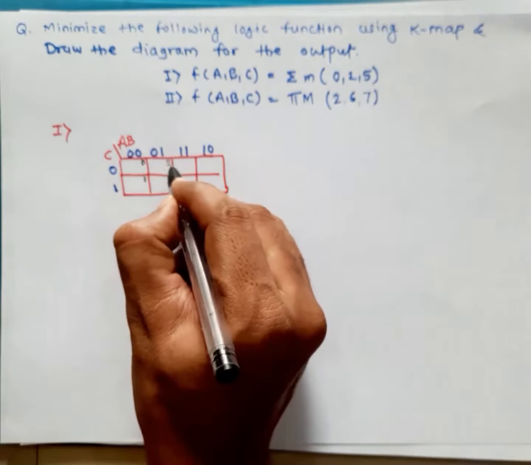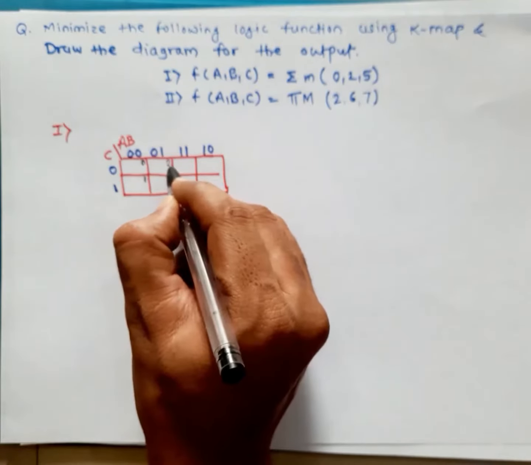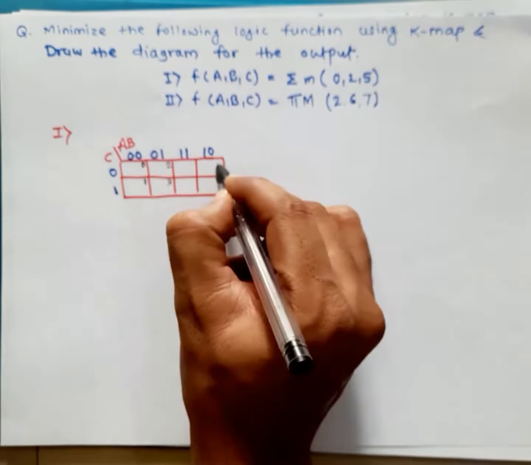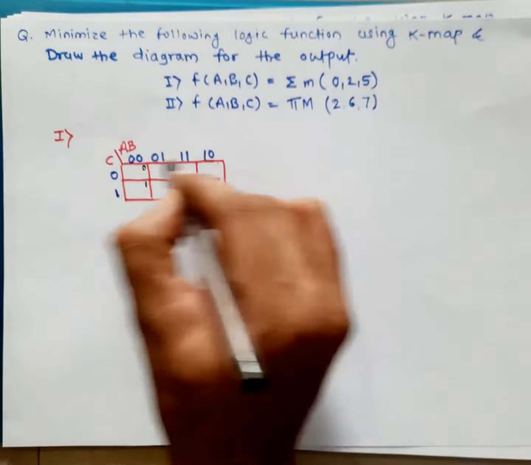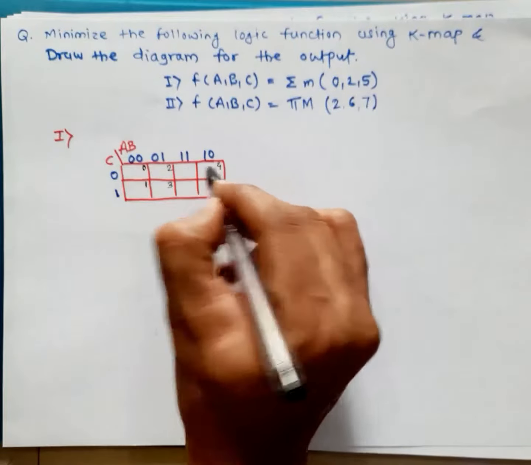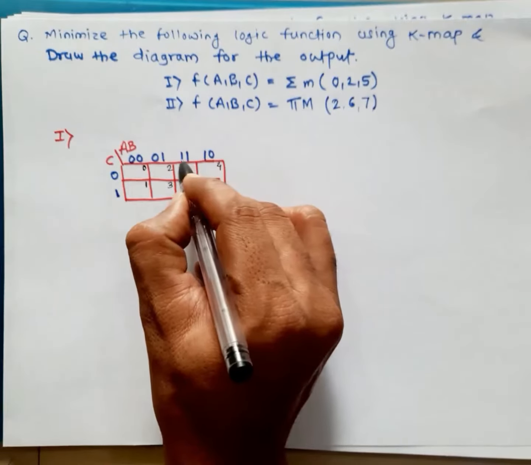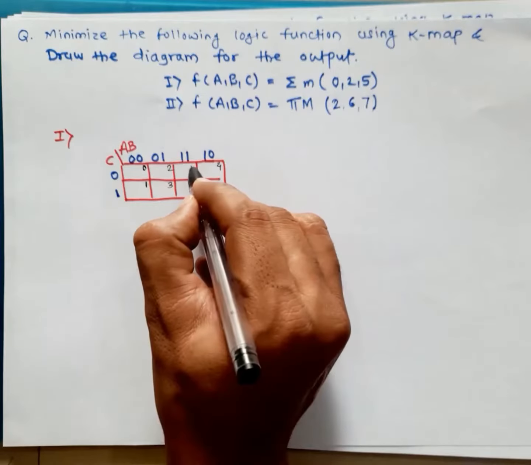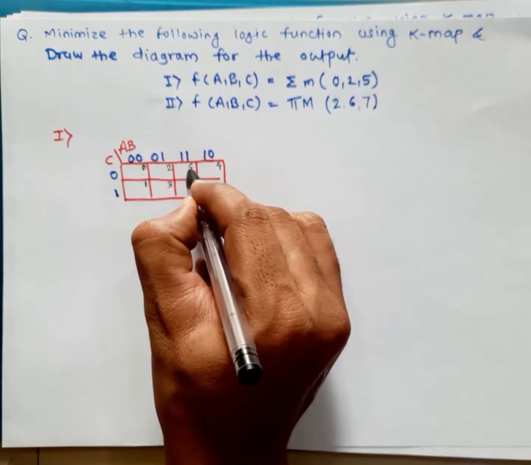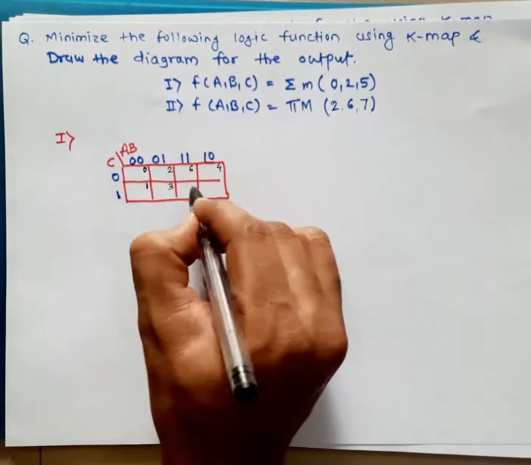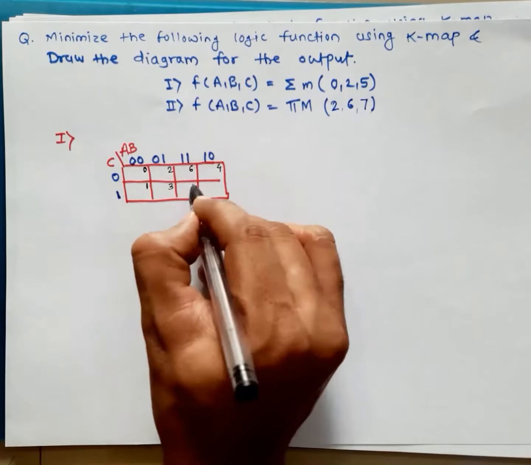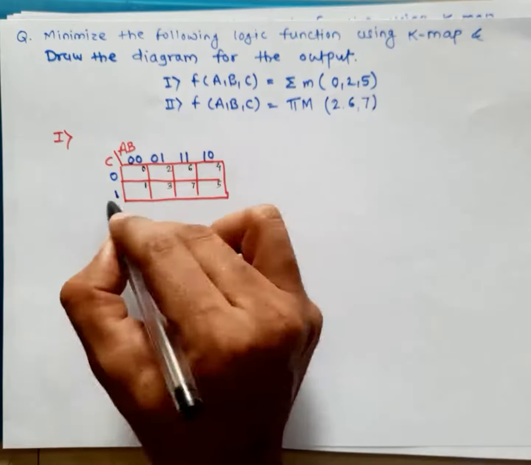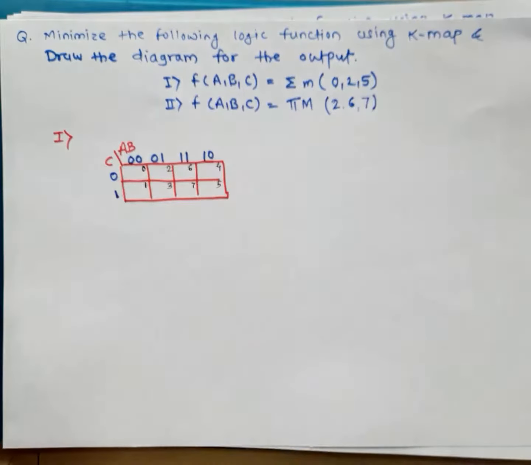Now in this way, 0 1 0, so it is 2. 0 1 1, it is a 3 decimal value. 1 0 0 is 4. Now for this case, if you consider A is 1, B is 1 and C is 0, so it is 1 1 0, that is nothing but 6. For this case 1 1 1, triple 1, so it is 7. For this case it is 1 0 1, so it is nothing but 5.